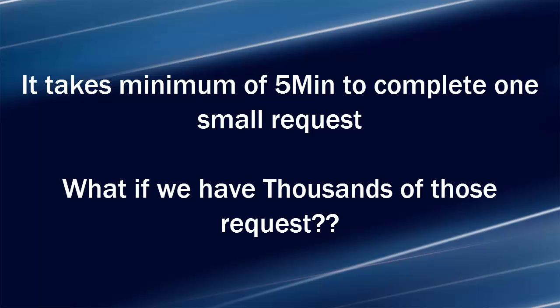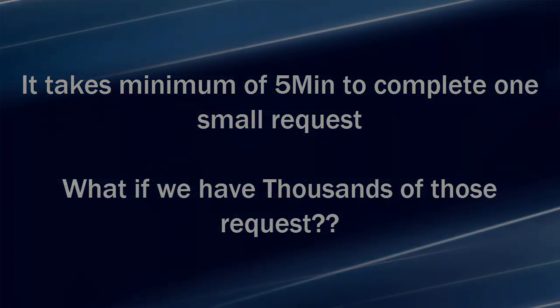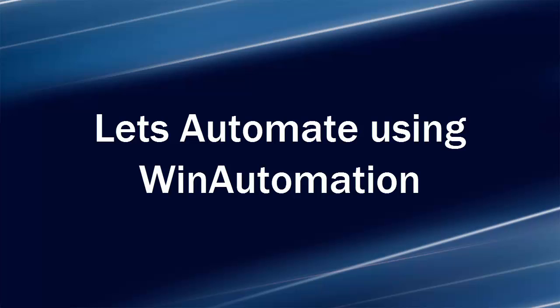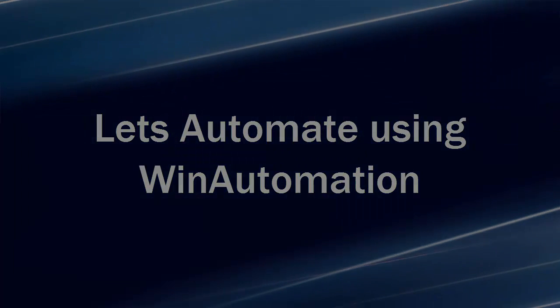To process one small request, it will take a minimum of 5 minutes if we do it manually. What if we have thousands of requests to process? For this reason, we have automated the whole process of admin using Win Automation, which will take just 3 seconds to process one request and send an email to the sender of the request. And this will work on a scheduler which processes every 5 minutes and works 24/7.